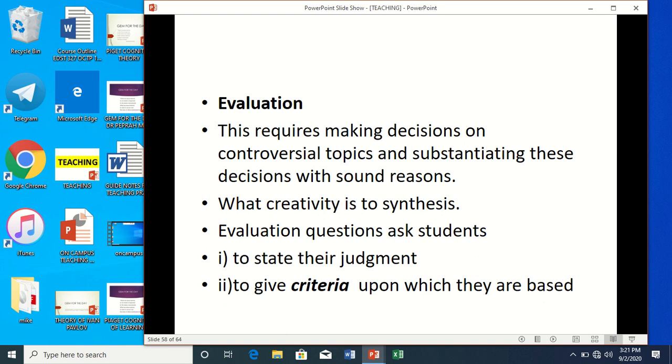So what creativity is to synthesis, evaluation is also another area that is very interesting. Evaluation questions ask students to state their judgment. But as they state their judgment, they must give a criterion or criteria upon which their judgment is based.